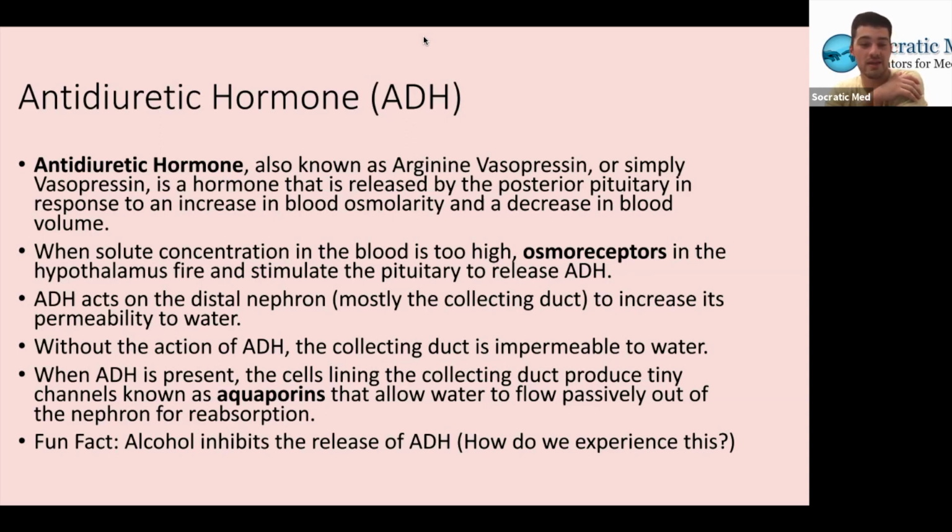So when we add ADH, antidiuretic hormone, it acts on the distal nephron and it inserts these little channels called aquaporins. So aquaporins allow the collecting duct to be permeable to water, and water flows passively out of the collecting duct into the surrounding tissue. So yeah, the cells lining the collecting duct produce tiny channels. They have the genes for this channel, and then ADH turns them on. So they start expressing these aquaporins, and the more aquaporins that are expressed, obviously, the more permeable to water the collecting duct becomes.